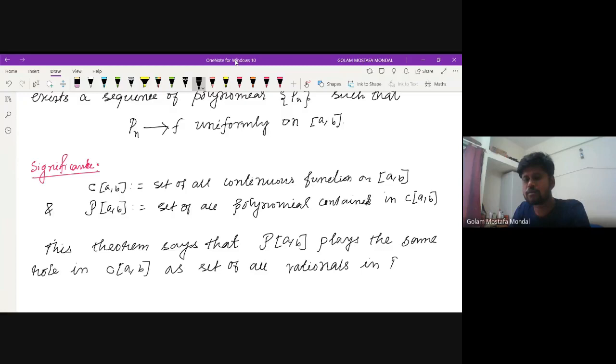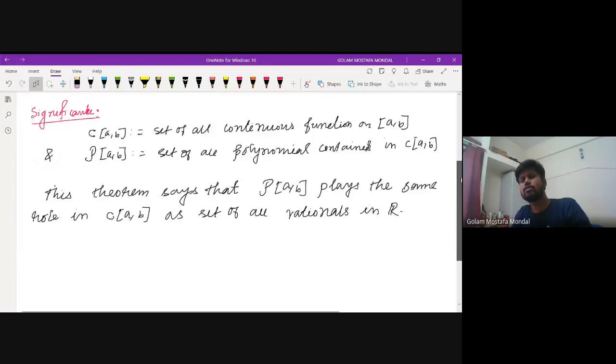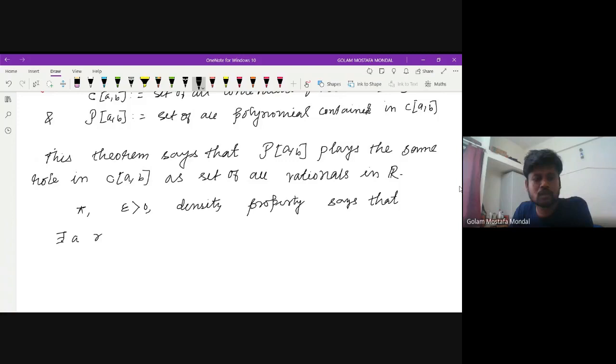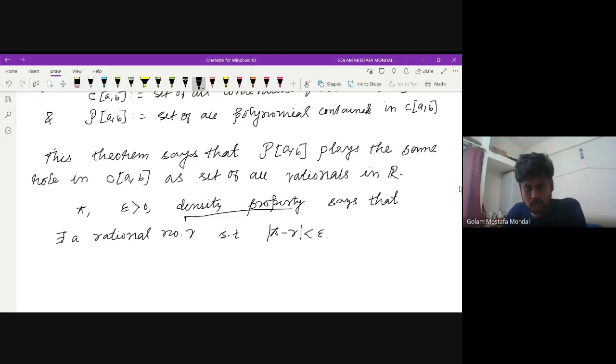So by the density property, we know that every real number can be approximated by a rational number, right? Suppose pi is an irrational number and take any epsilon greater than 0. The density property says that there exists a rational number r such that |pi minus r| is less than epsilon. So in any numerical computation, by the density property, you can replace pi by a rational number.